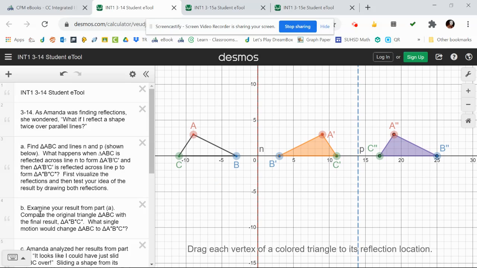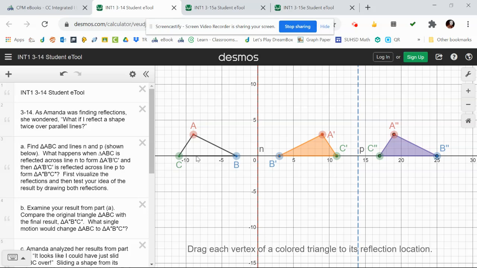And it says, examine the results from part A. Compare the original triangle ABC with the final result, triangle A double prime, B double prime, C double prime. What single motion could have changed triangle ABC to triangle A double prime, B double prime, C double prime?